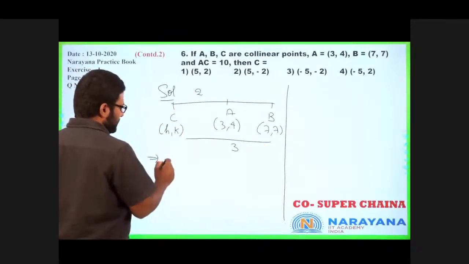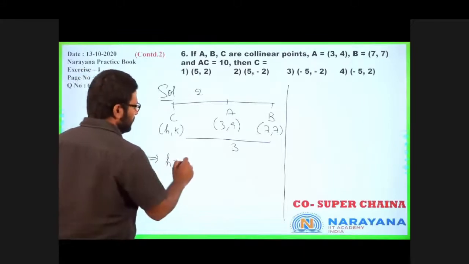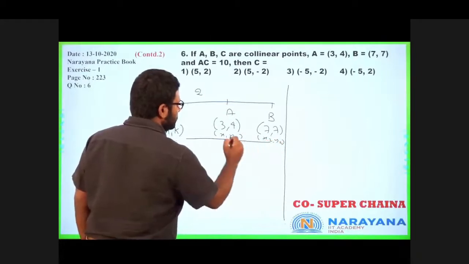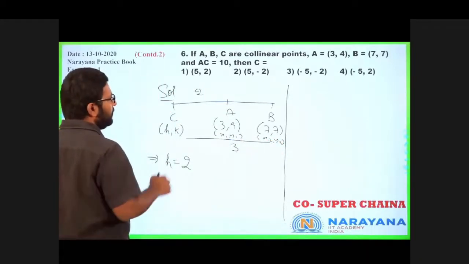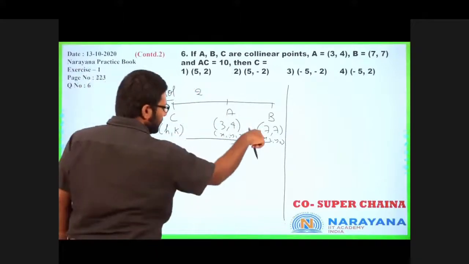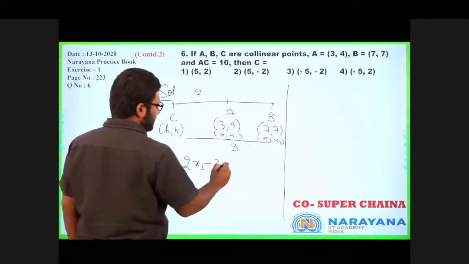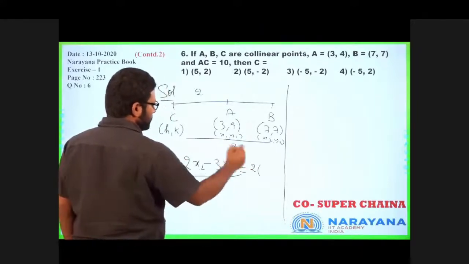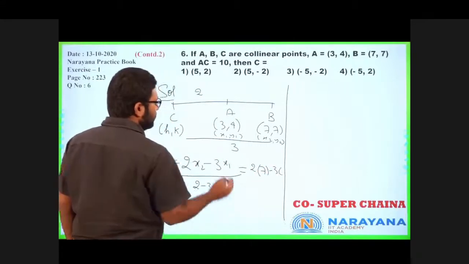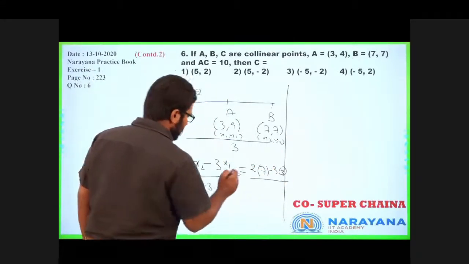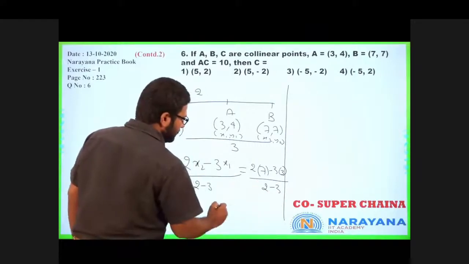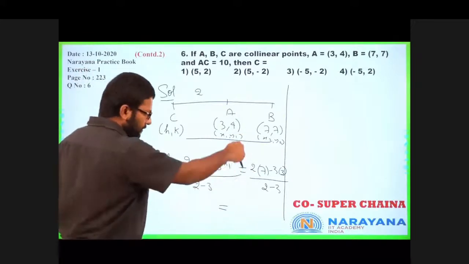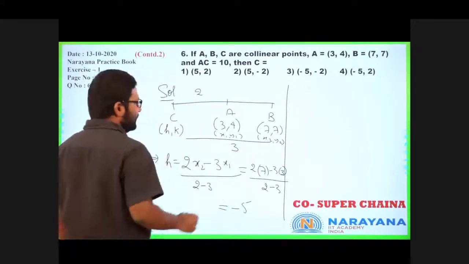Which means h would be equal to, let us call this x1 y1 and x2 y2, right? So h would be 2 into the other vertex, so (2x2 minus 3x1) upon (2 minus 3), right? So 2 into x2 is 7, minus 3 into x1 is 3, divided by 2 minus 3, which is how much? 14 minus 9. 14 minus 9 is 5. 5 upon minus 1. It is minus 5, right?